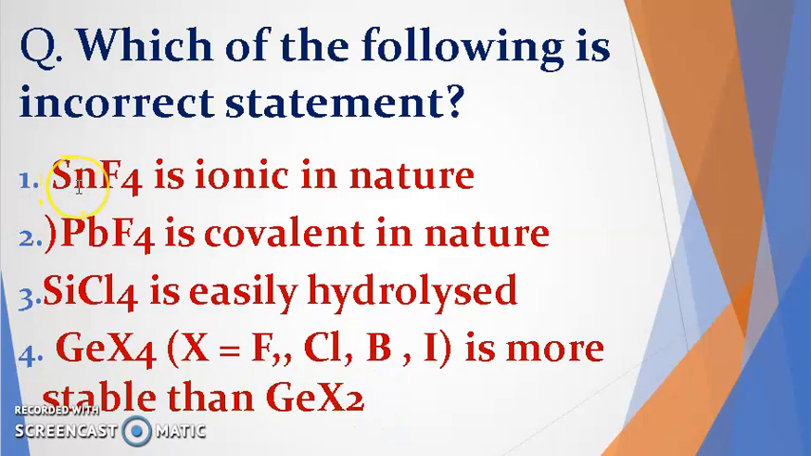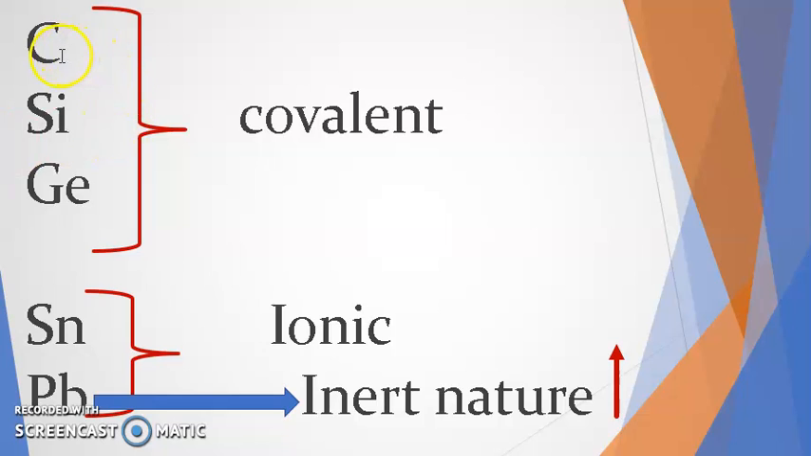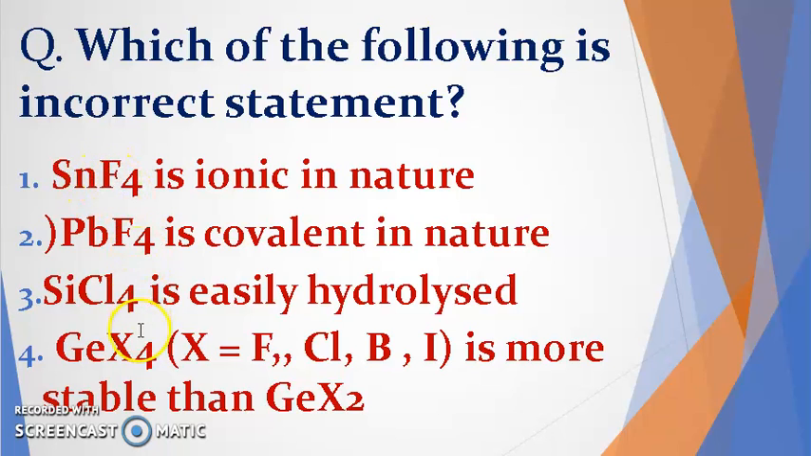If you look closely at the options, Sn, Pb, Si and Ge, these elements belong to which group? These elements belong to group 14 in the periodic table: carbon, silicon, germanium, tin and lead. The first three elements are covalent in nature, and the last two, tin and lead, are ionic in nature.